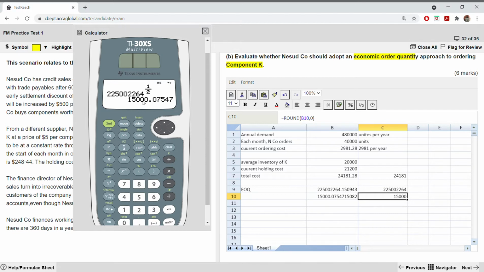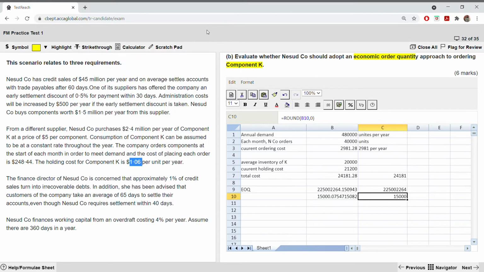Okay, it is the same as this, but if you see, the calculator will not show you all the digits. It stops after the 7. It does not show 15082. But still I would prefer using Excel, it is much faster, because you just click the cell and that's it. In the calculator you have to write it. You cannot copy paste the number in the calculator. So 15,000 units per order.